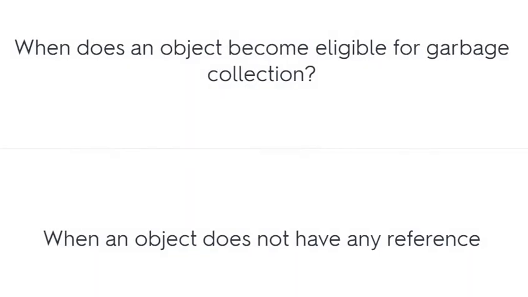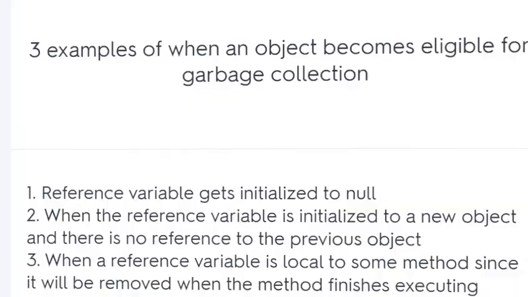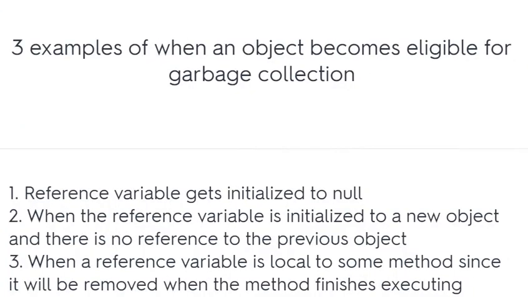When does an object become eligible for garbage collection? When an object does not have any reference. 3 examples of when an object becomes eligible for garbage collection. 1. Reference variable gets initialized to null. 2. When the reference variable is initialized to a new object and there is no reference to the previous object. 3. When a reference variable is local to some method, since it will be removed when the method finishes executing.